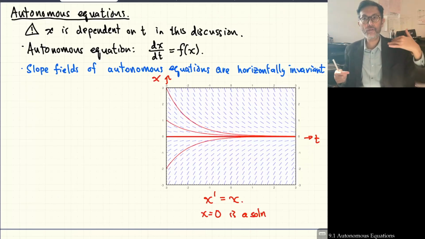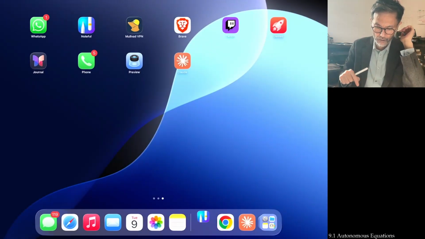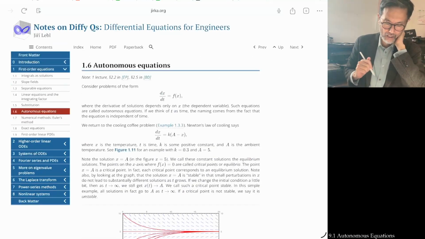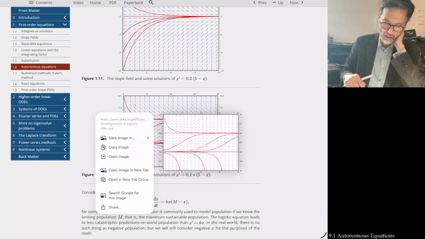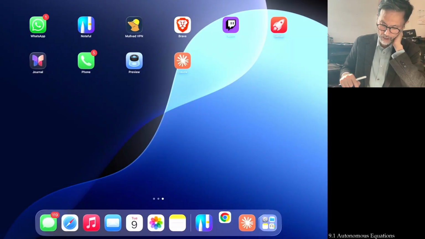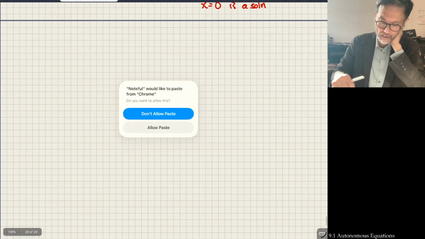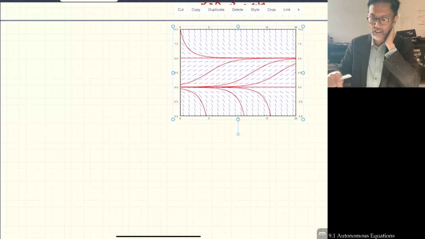We can sort of generalize this observation. Let me maybe just show you another example here. Let me grab another one from the textbook. I know that here in the section on autonomous equations, good, we have this one here. Let me copy this image and paste it over. Maybe I'll put it down here. Paste. Allow paste. Why doesn't it just let me do that all the time? Here's another one.